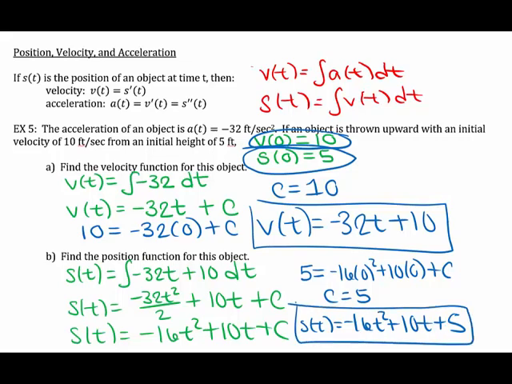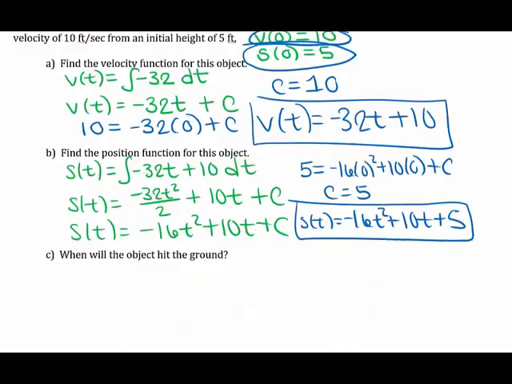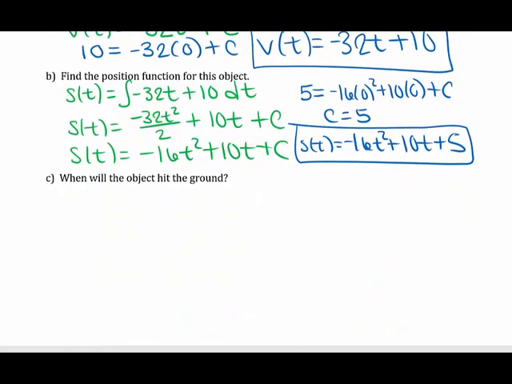So to summarize again, that idea was we integrate acceleration to get velocity. We integrate velocity to get position. And if we're given initial velocities, initial positions, that information actually gives us that constant.